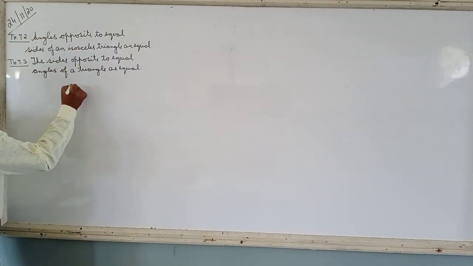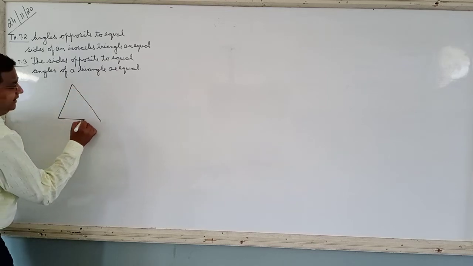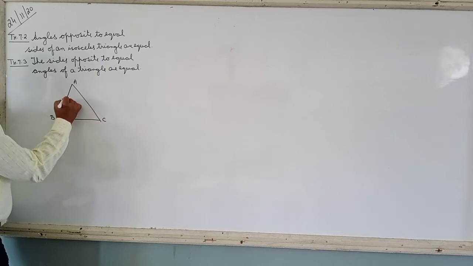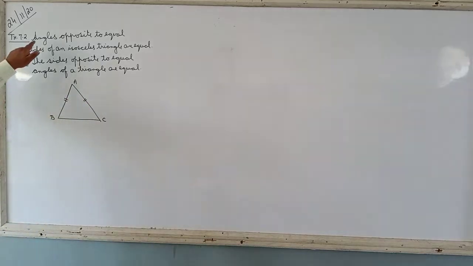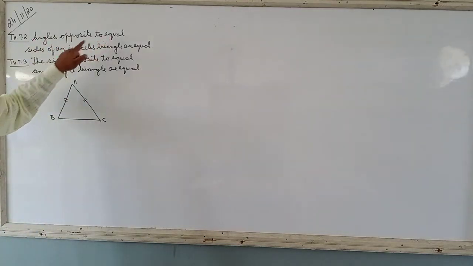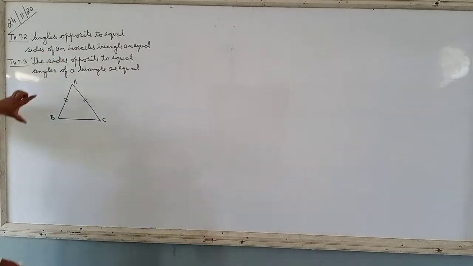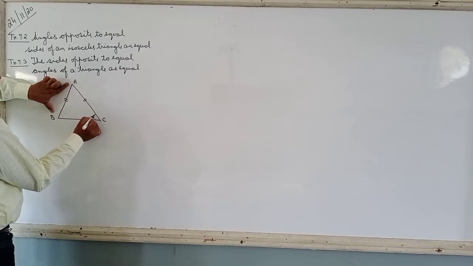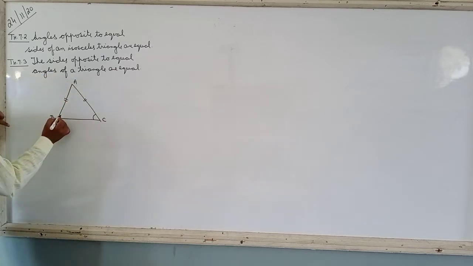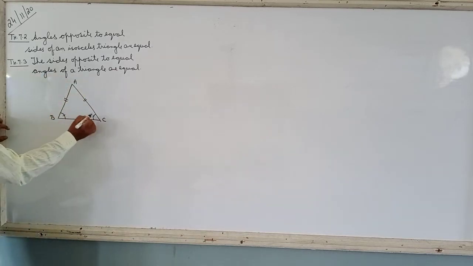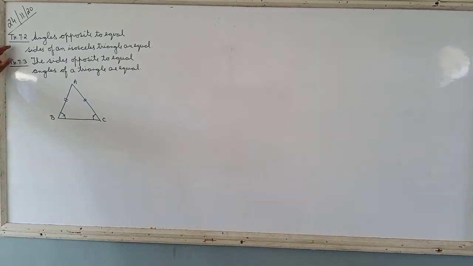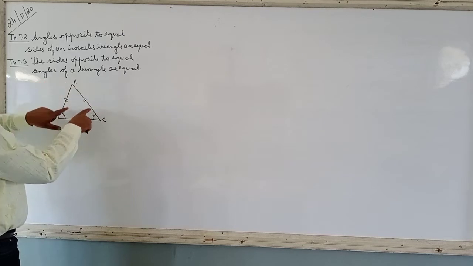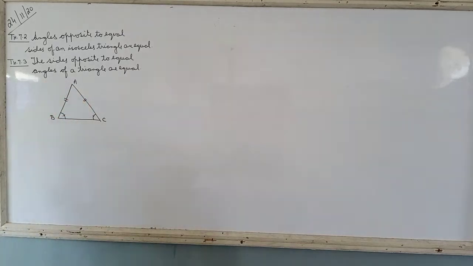When we draw this isosceles triangle, say this is triangle ABC, AB is equal to AC. Angles opposite to equal sides of an isosceles triangle. Opposite to this AB and AC, which is the angle? Angle C is equal to angle B. That is your theorem number 7.2. It says if two sides of a triangle are equal, the angles opposite to those sides are equal.